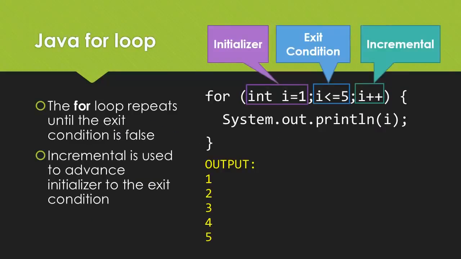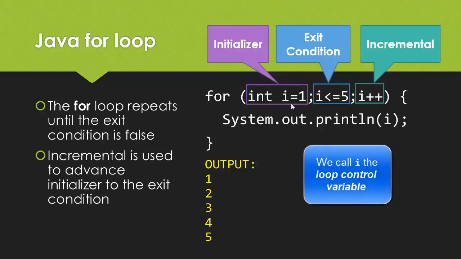So here's the syntax of one of the more popular types of loops in Java, the for loop. The for loop is a compact style loop because all the elements that you need to control when the loop starts and exits and the incremental are all built into the top of the loop. If you look at the top, it says for, and then it says int i equals 1.